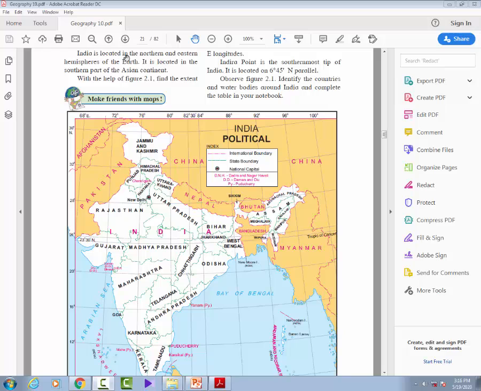India is located in the northern and eastern hemisphere of the earth. Okay. On earth, India is situated in which hemisphere? Northern and eastern. Okay. It is located in the southern part of the Asian continent. Asian continent, can you see it?